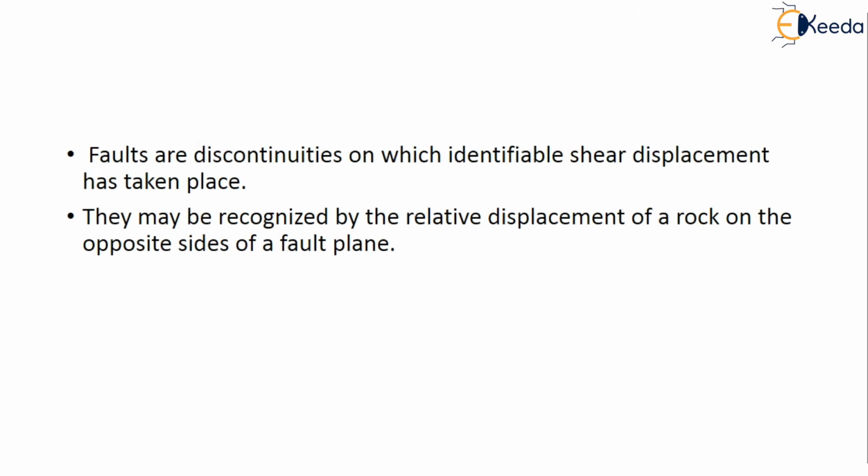So basically, faults are discontinuities where there is an identifiable shear displacement which has taken place earlier. So these form a discontinuity. They can be recognized by the relative displacement of one rock to the opposite side of a fault plane. So how are they recognized? If we take the help of a fault plane, we have to take the relative displacement of that rock.